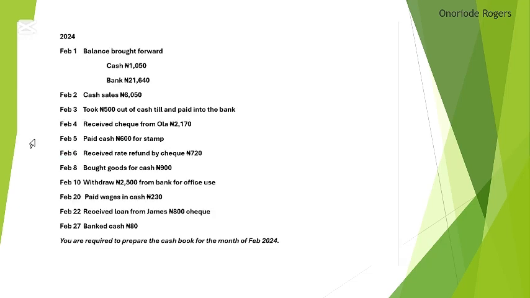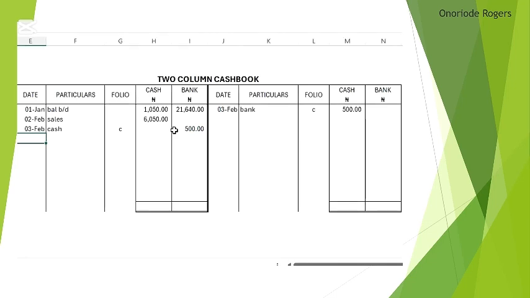So on the 4th we say received check from Ola. We received a check from Ola. Probably we sold to Ola on credit before. Now Ola is paying us back. He's giving us through bank. So we are receiving money from him. So we go to the debit side because we are receiving it, the 4th of February. That's Ola here. That's who we are receiving the money from. 2,170.